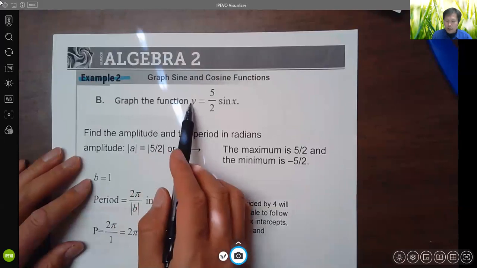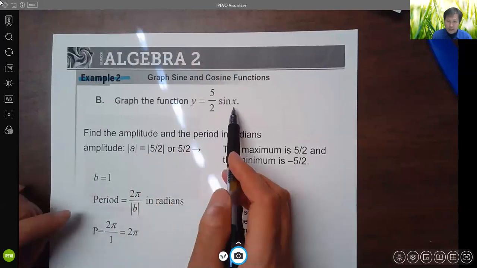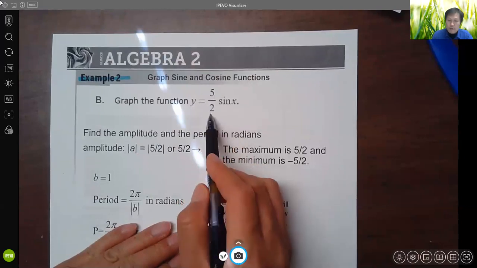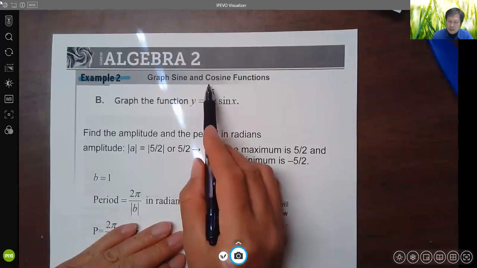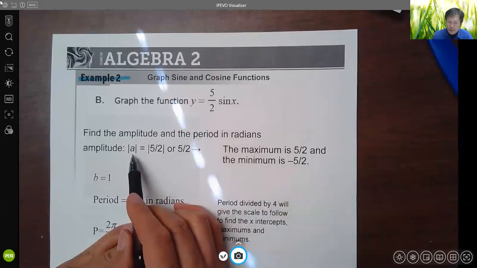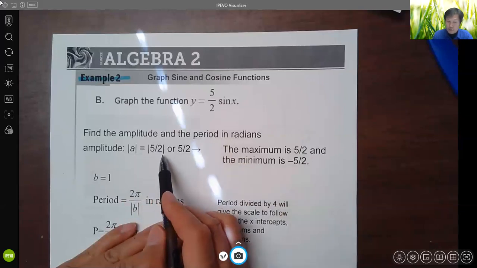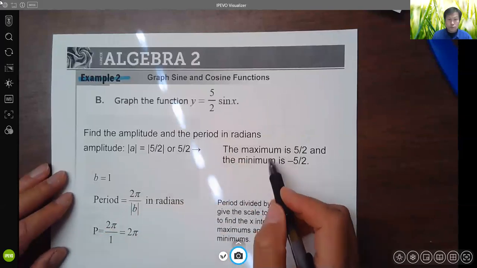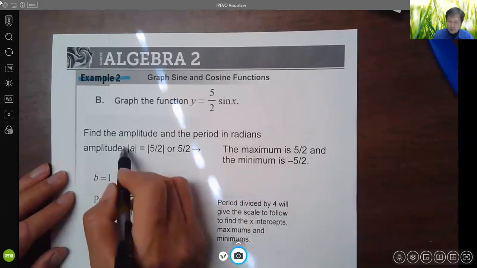Graph the function y equal to 5 over 2 sine x. So this is the value of A, coefficient of sine x, which is 5 over 2. So absolute value of A is 5 over 2, meaning amplitude is 5 over 2.